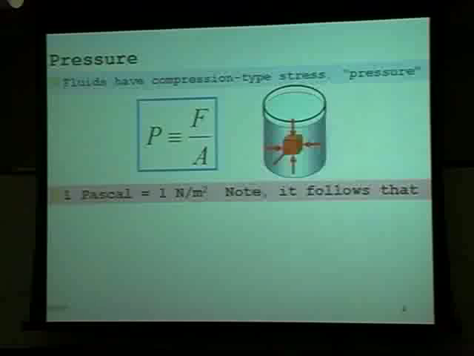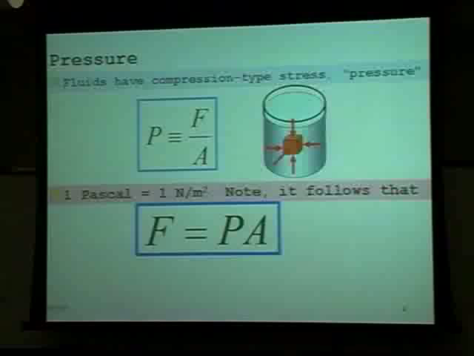But again, I want to put things in terms of what I'm familiar with, and up to this point in mechanics, I'm familiar with forces. So I'm going to rearrange this pressure definition and say that my force is equal to pressure times area. So if I have a pressure somewhere and it's being exerted over a certain area, I can define a force as the pressure times the area.